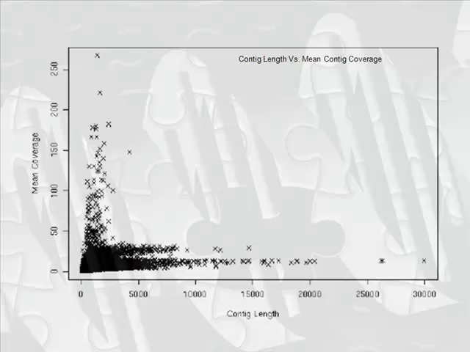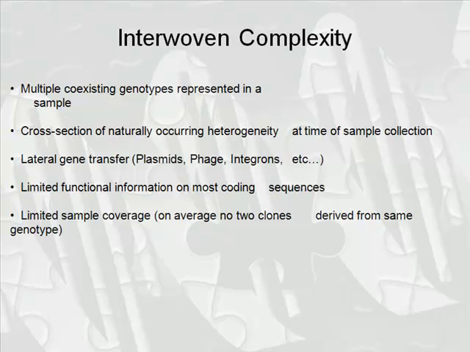So that's one of the things about microbial genomes. They're very fluid. They're very dynamic. And so it could very well be that this is part of it. If we could just find a way to somehow bin all this information such that we could assign each of those contigs to a particular taxonomic group or a particular metabolic pathway, we might be able to find some meaning in there. And so this is the point, interwoven complexity.